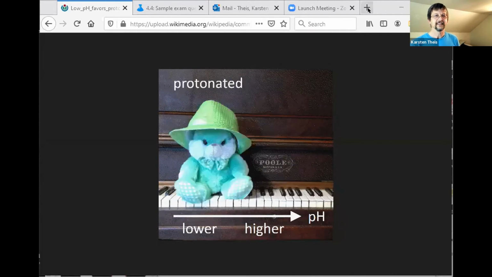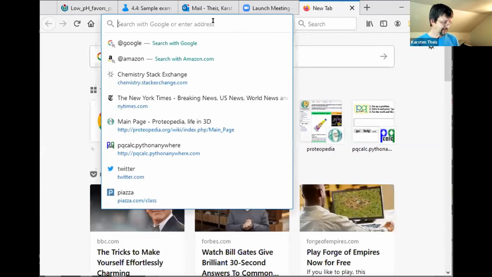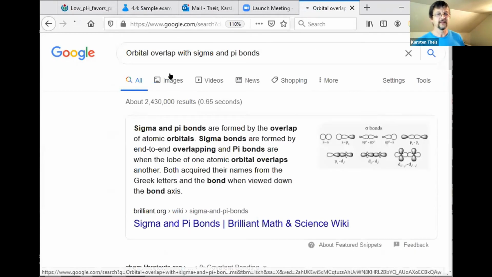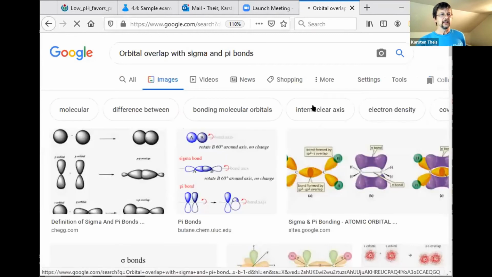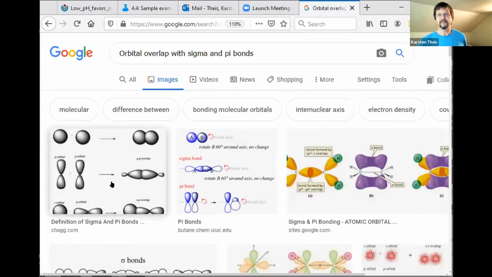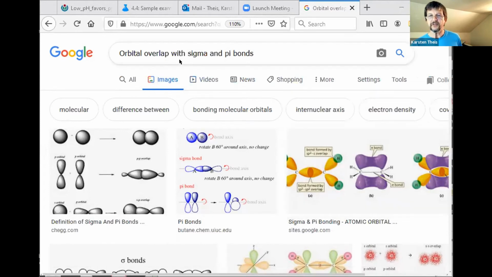Okay, I'm going to go with the first suggestion here, orbital overlap with sigma and pi bonds. And never do this in class, but I'm just going to put it in there and Google search it and see what happens. And so you can search for images. And there's some good stuff, but unfortunately it's from Chegg. So I wouldn't take a figure from Chegg because probably it was copyrighted and it was just copied anyway, not by them. So that's the question. How do you get figures that have the right kind of license? And I want to share with you a couple of strategies.